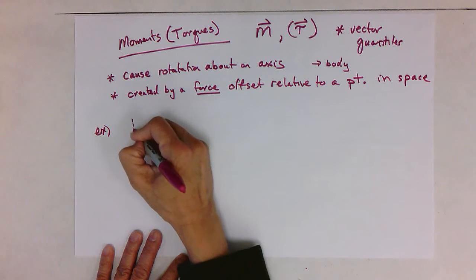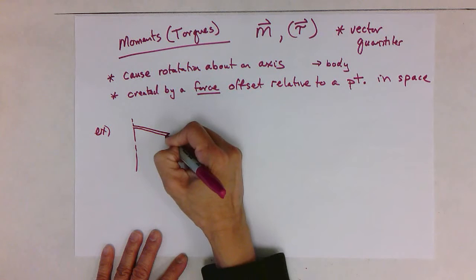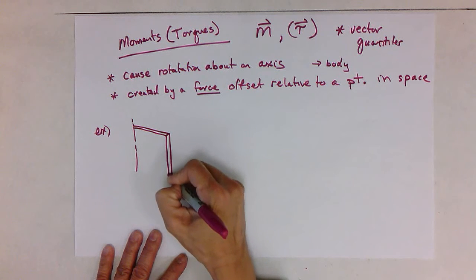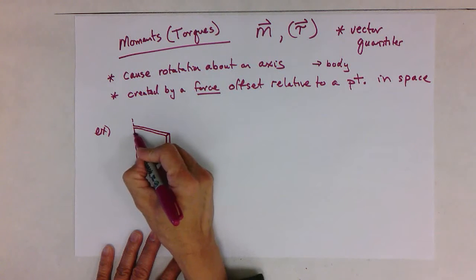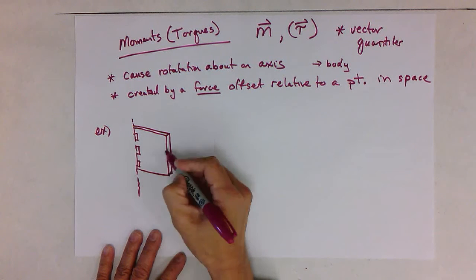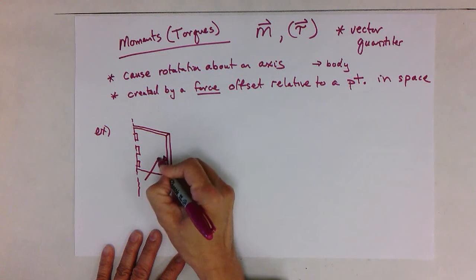Let's see an example that you're quite familiar with. Let's take a door. We'll draw a simple model of a door. It's rotating about some axis here. These hinges are about something. And if you want to open the door or go through it, you're going to push on it with a force.